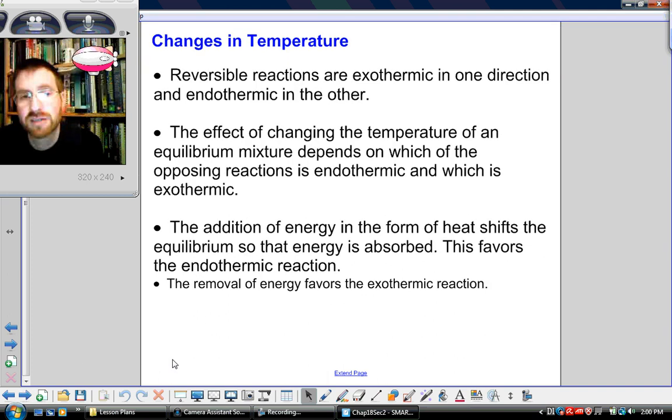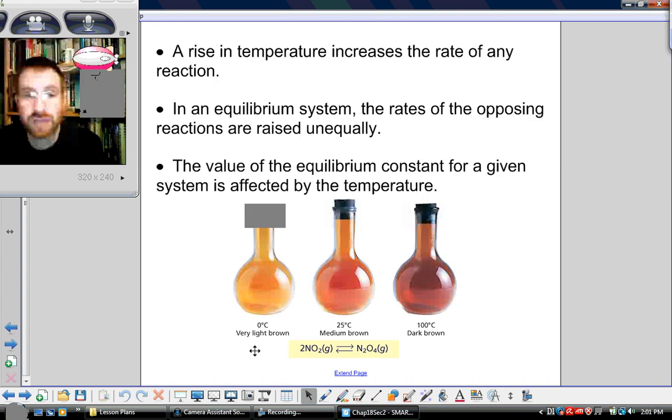Changes in temperature. Reversible reactions are exothermic in one direction and endothermic in the other. The effect of changing the temperature of an equilibrium mixture depends on which of the opposing reactions is endothermic and which is exothermic. The addition of energy in the form of heat shifts the equilibrium so that energy is absorbed. This favors the endothermic reaction. The removal of energy favors the exothermic reaction.